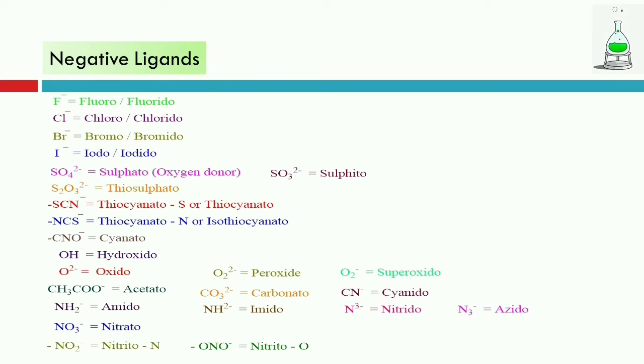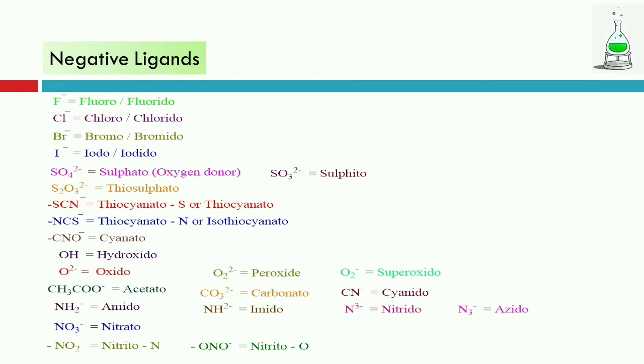So here I have mentioned some negative ligands. The first one is F minus. Generally we call F minus fluoride ion. So here ending is IDE, so the name of this ligand is obtained by replacing the E with O. So it may be fluoro or fluorido. Similarly, chloro or chlorido, bromo or bromido, iodo or iodido, like this.